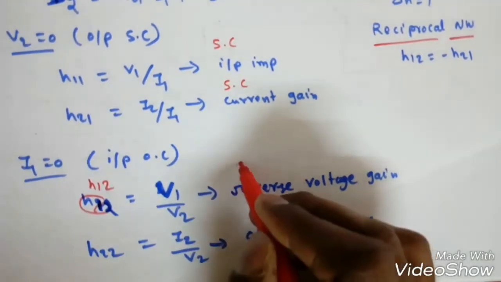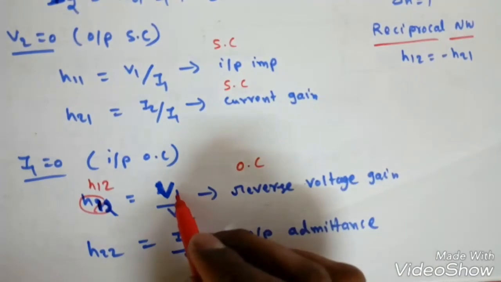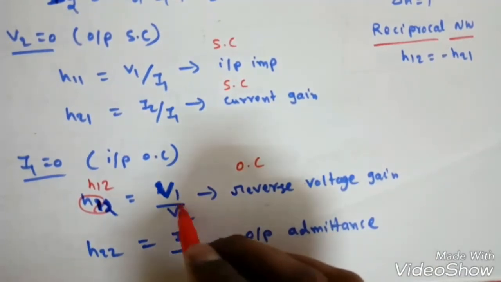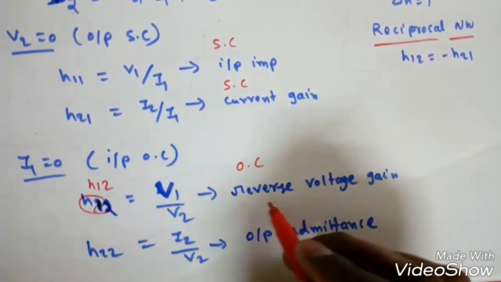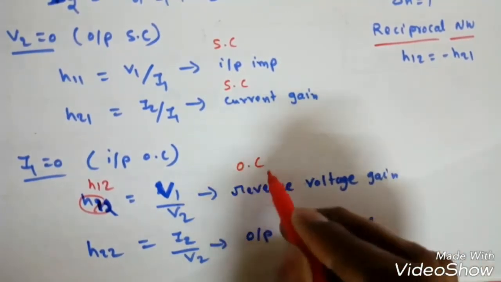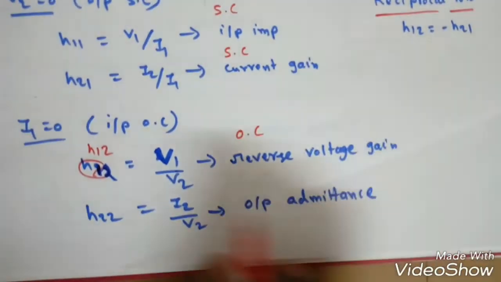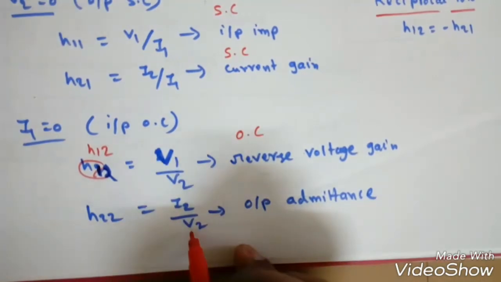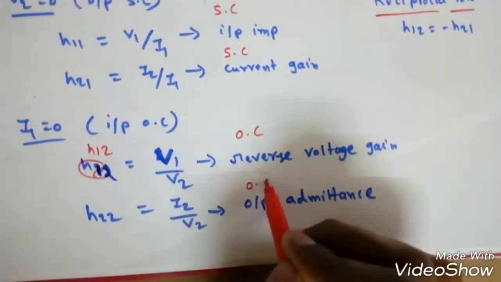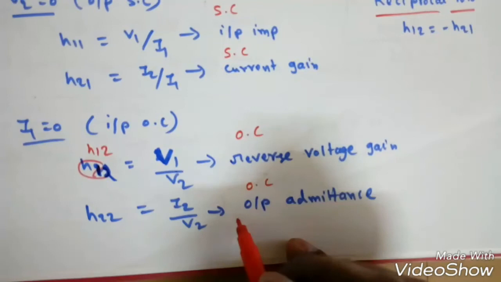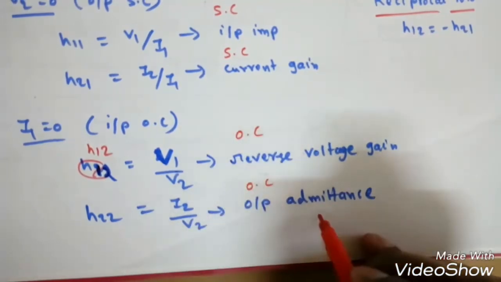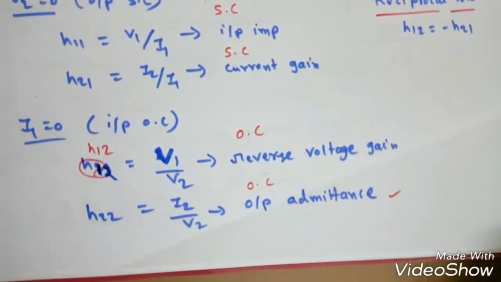So it is open circuit. See, the output is in the denominator, so V1 by V2. So it is called a reverse voltage gain. So open circuit reverse voltage gain. Similarly, h22 is I2 by V2. So this is called open circuit. I by V means admittance, so I2 by V2 means output admittance, right?